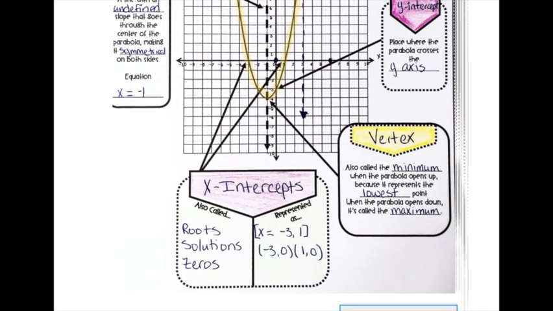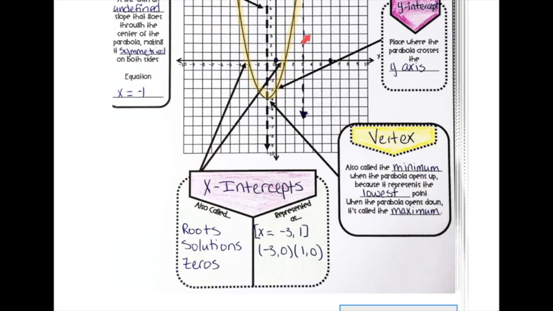Vertex. So this point where the parabola turns, that is called your vertex. The point where it turns. In this case, it is the minimum. If this graph were pointing down, it would be the maximum. So it is called the minimum when it opens up because it represents the lowest point. When the parabola opens down, it is called the maximum.